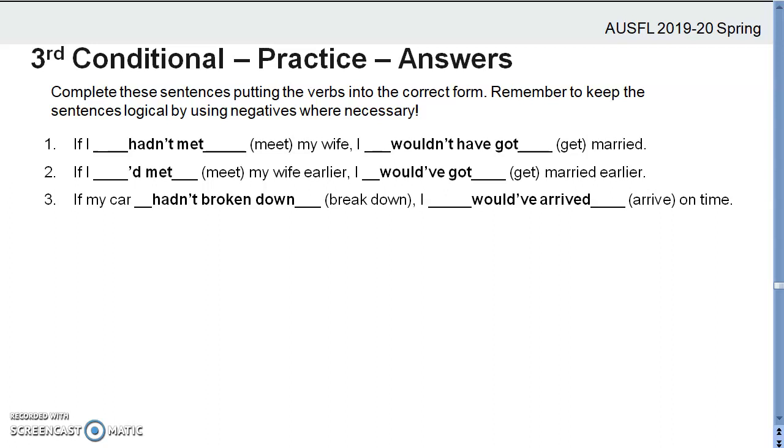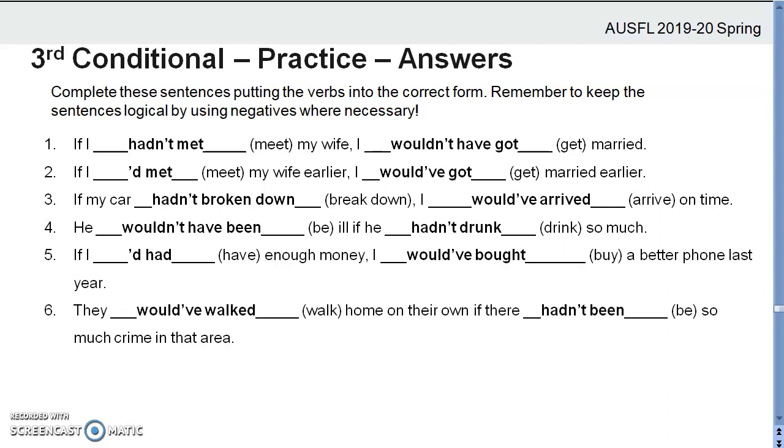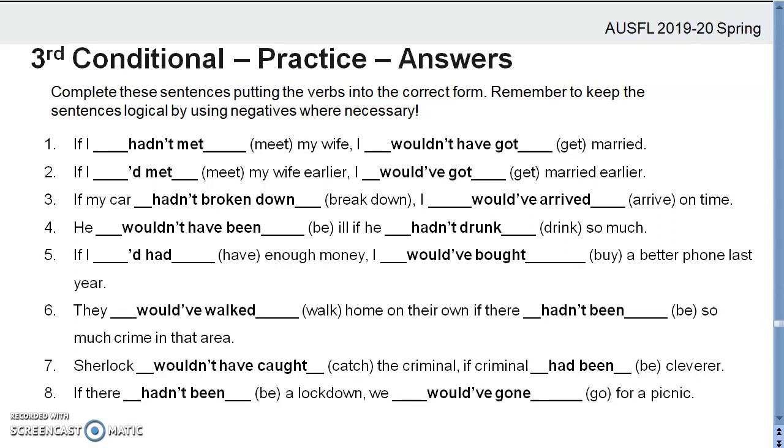If my car hadn't broken down, I would have arrived earlier. But my car did break down. I didn't arrive on time. So again, these sentences are examples of talking about the past in an imaginary or hypothetical way. The rest of the answers are now on screen.